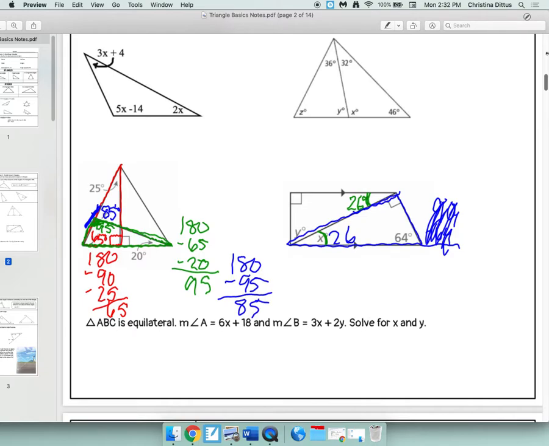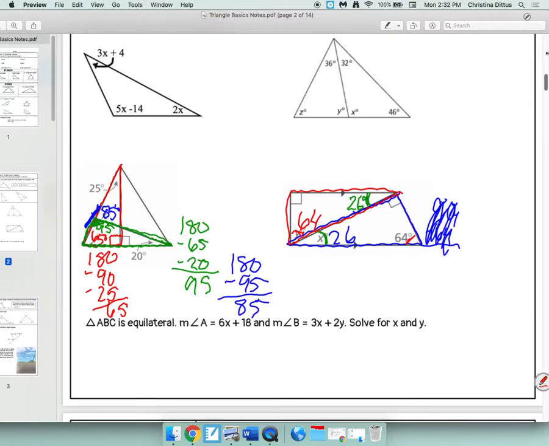Alternate interior. Alternate interior. So then I have this triangle. And 26, what I found here, so the other angle has to be 64. These two aren't related, like with parallel lines, but math, save yourself some math. And 26, 90, other one has to be 64. Questions there?